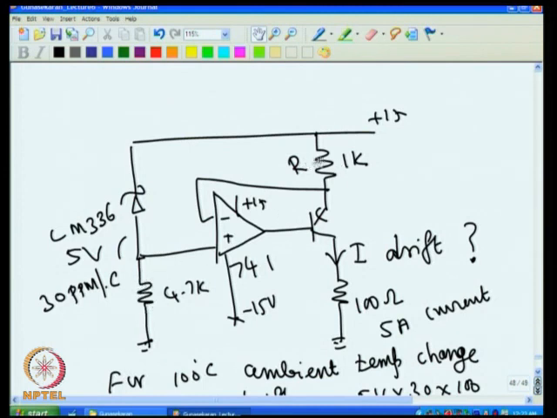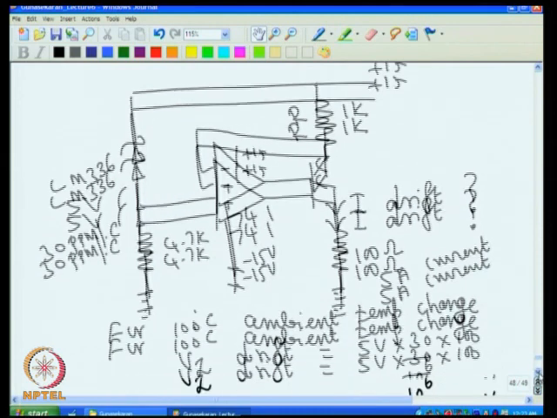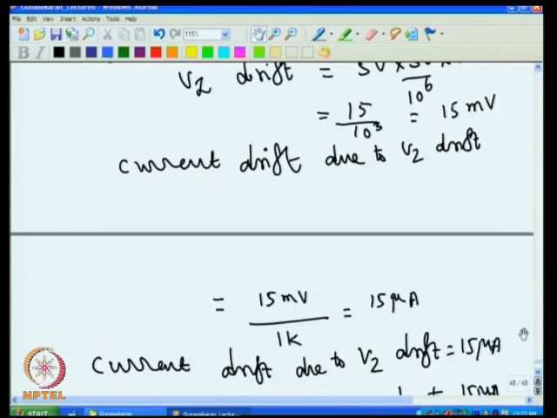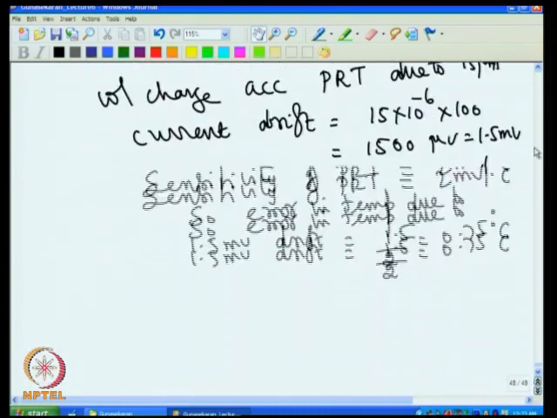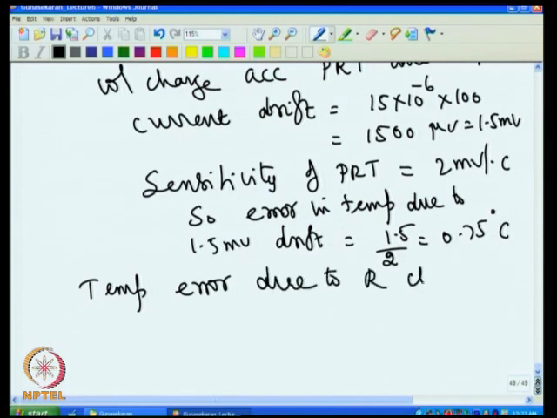So, we consider what is the expected current change due to this resistance change. Now, for example, we can have different options for this resistance. Assume that I put, just to illustrate what happens, normal carbon composition resistance of 300 ppm. So, we have to find out now the temperature error due to R change. We have to calculate this.